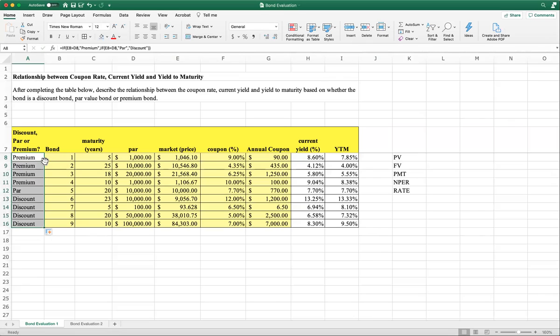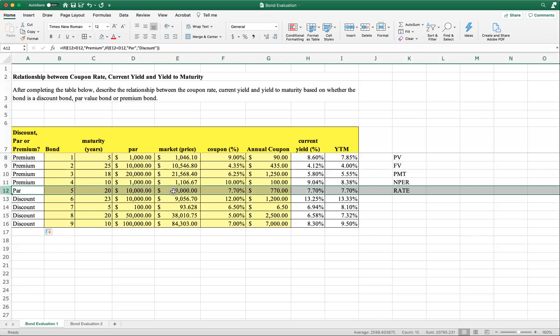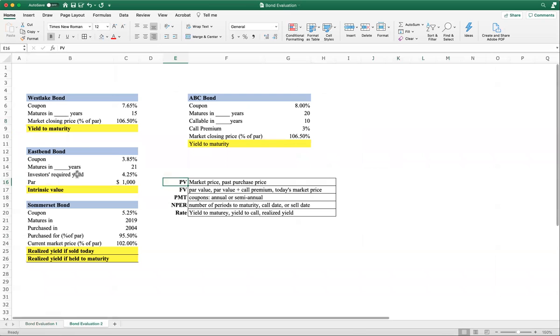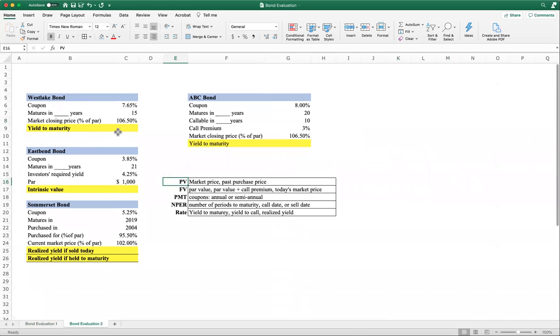Okay, so double click. The first 4 bonds are premium bonds because the market price is higher than par, and number 5 is a par bond because the market price is exactly the same as par, and the last 4 are discount bonds because they're selling at a lower price, right? Okay, so now let's move on to the second worksheet. So here are individual examples.